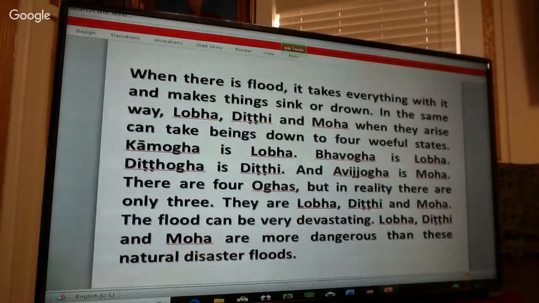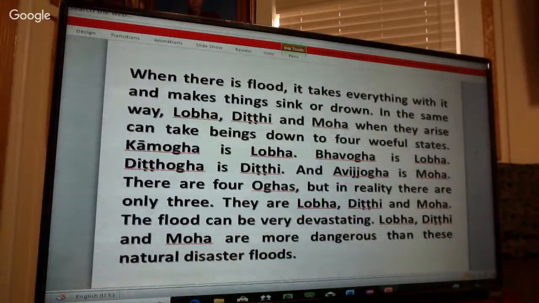So when there's a flood, it sweeps everything away, isn't it? In the same way, lobha, ditthi, moha, when they arise, they can bring beings down into the four woeful states, apaya. So kamoga is lobha. Bhavoga is also lobha, greed. Same. Ditthoga is ditthi and avijjoga is moha. So there are four ogha.